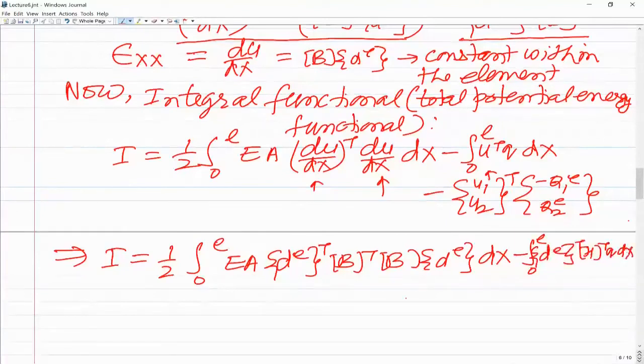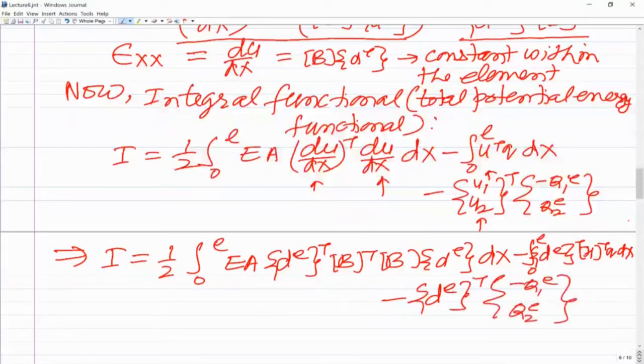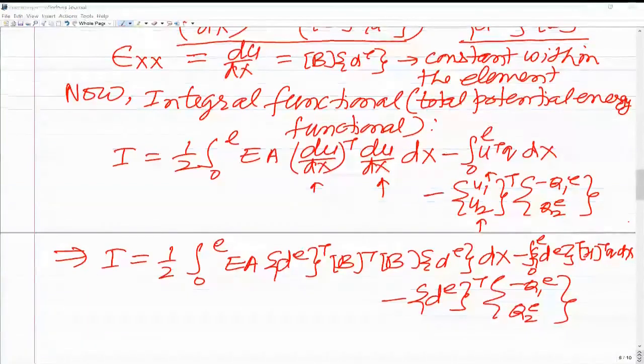And of course, this is nothing but your d vector of elemental degrees of freedom. So we can write that as d transpose, and this is minus q1e and q2e. So this is the integral functional after substituting this approximation for u and du by dx.